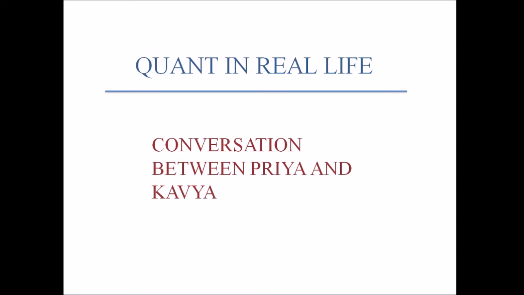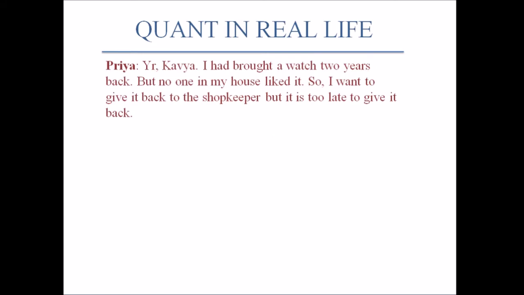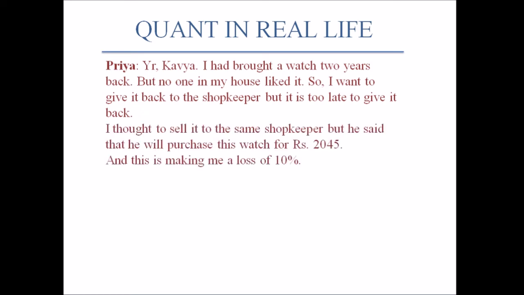This time Priya and Kavya are discussing Priya's watch. Priya says, Yaar Kavya, I had bought a watch 2 years back, but no one in my house liked it. So I want to give it back to the shopkeeper, but it is too late to give it back. I thought to sell it to the same shopkeeper, but he said that he will purchase this watch for rupees 2045, and this is making me a loss of 10%. Now you tell me what to do.